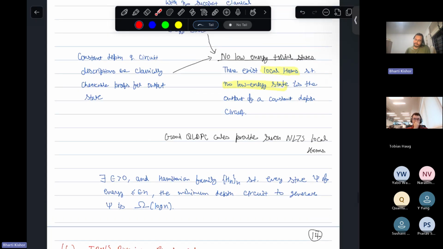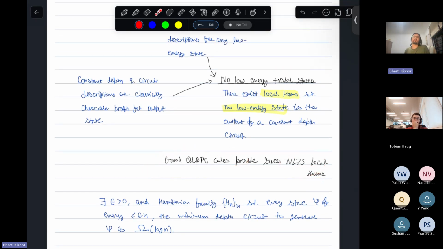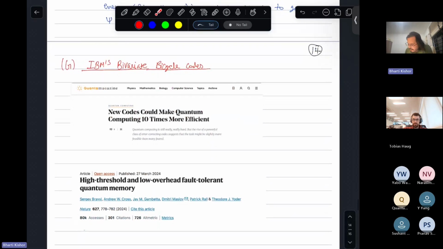Okay. So this was the breakthrough work. And the good LDPC codes provide such NLTS local Hamiltonians. People did not know examples of such Hamiltonians for which this happens. And basically, the construction of good quantum LDPC codes led to this interesting work in complexity theory. Okay. So that's it.